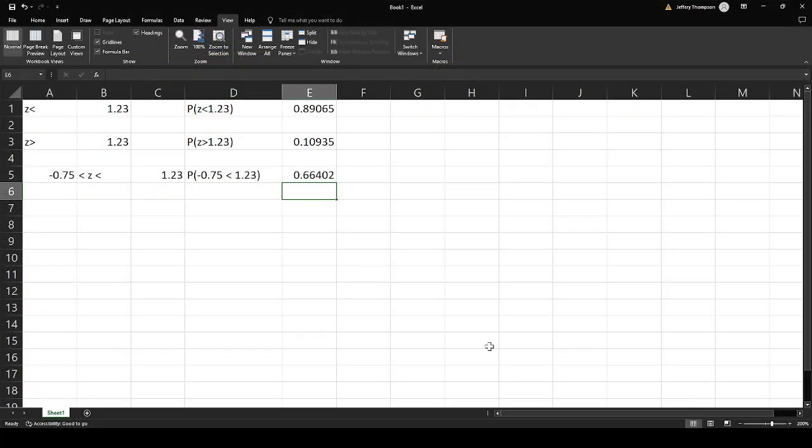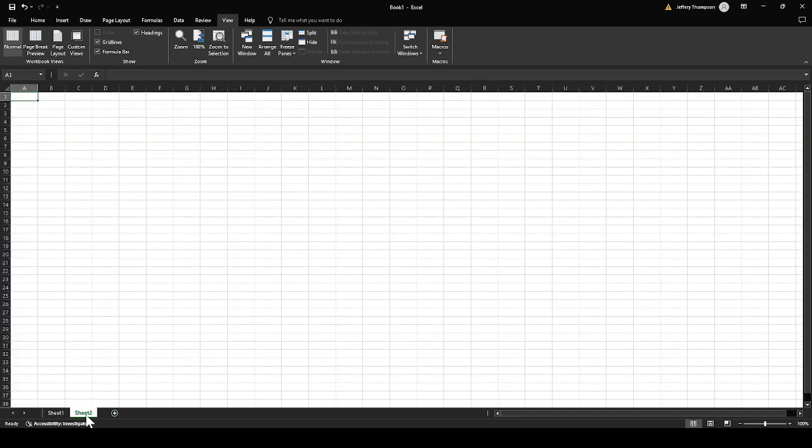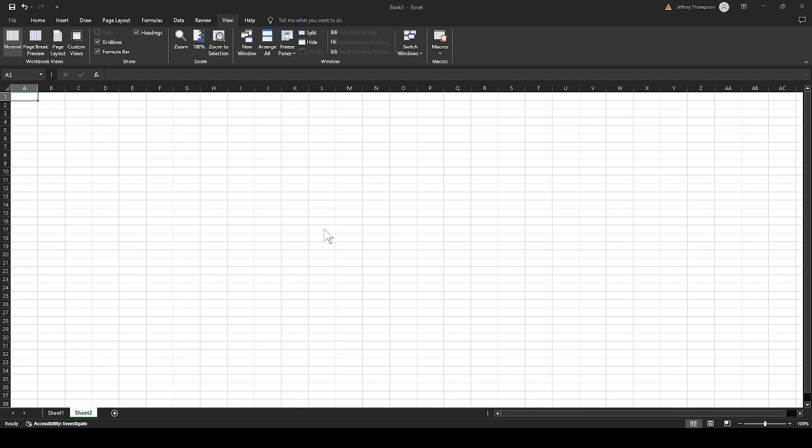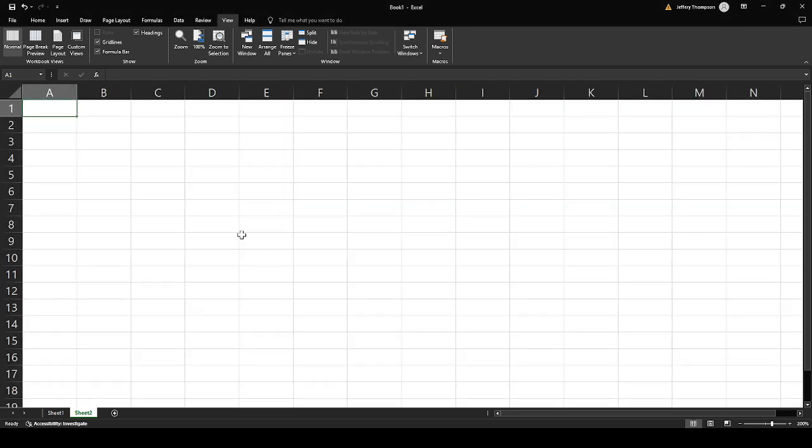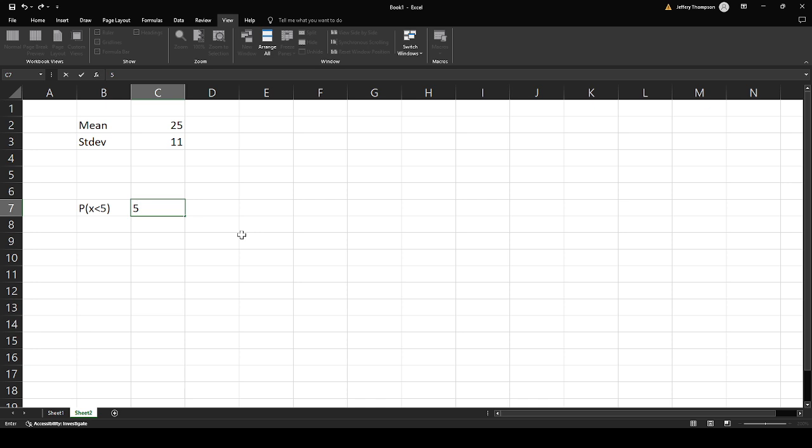And I'm going to start a new sheet. And let's make this big enough that we can see it. And I'm going to do some labeling here. I'm going to label my mean, which was 25 hours. My standard deviation was 11. And I want to find the probability that x is less than 5. And so the variable 5 I'm going to keep over here.